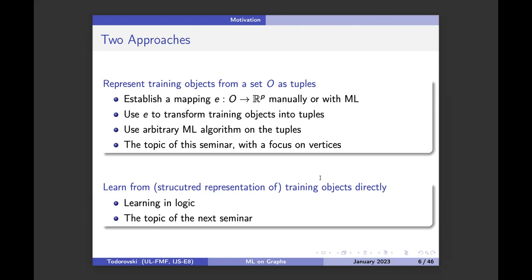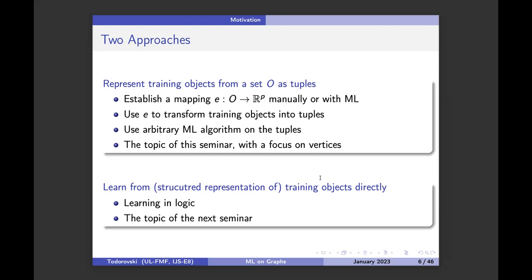And I can establish that mapping manually. I don't know, I invent some features, okay? I will show you an example. Then you use this mapping E to transform your training objects into tuples and you're done. Then you can use an arbitrary machine learning algorithm on the tuples and do whatever machine learning magic you want, okay? And this is the topic of this seminar, actually. We will see that you can establish this mapping manually, but since we are in machine learning, we would like to learn the mapping, okay? That would be the main topic.